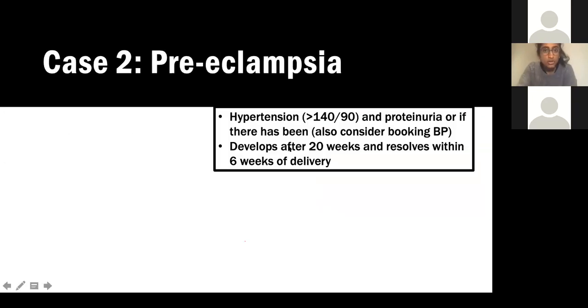Good. So essentially the definition: it's hypertension, and you've got proteinuria. Also consider the booking blood pressure as well. It develops after 20 weeks and it resolves within 6 weeks of delivery.